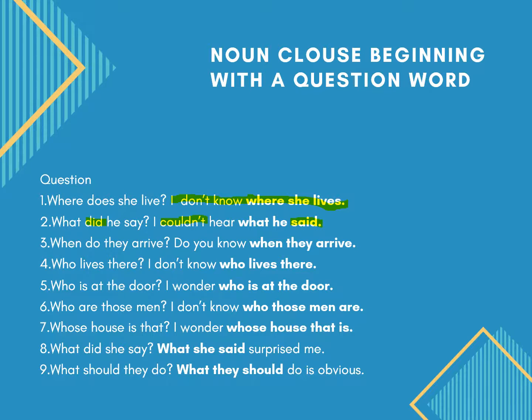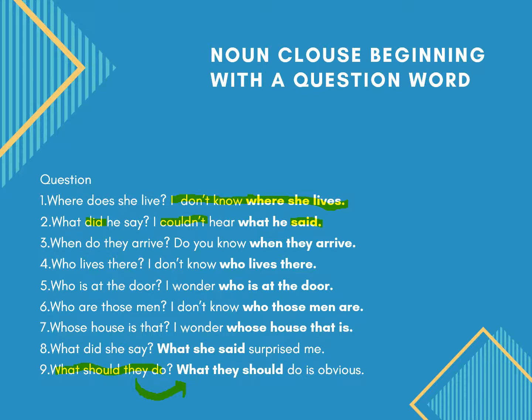Let's take a look at a different kind of tense. What should they do? What they should do is obvious. Well, for this one, we put "what should they do" into the first part of the sentence. It replaces the subject. What they should do is obvious.